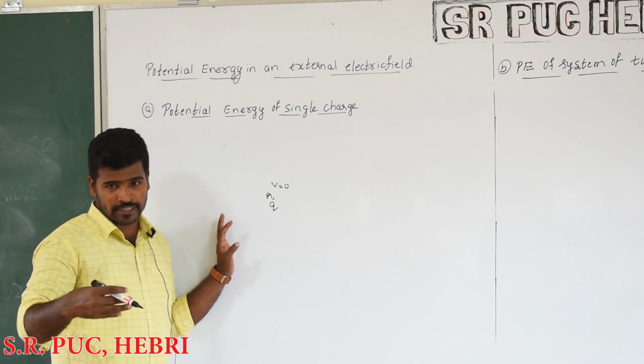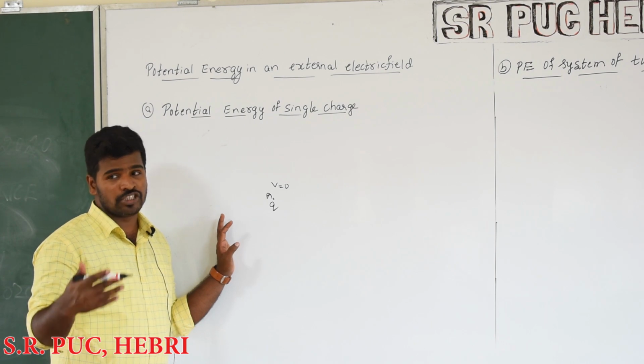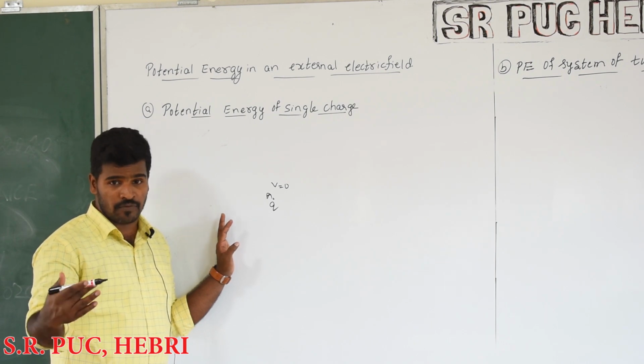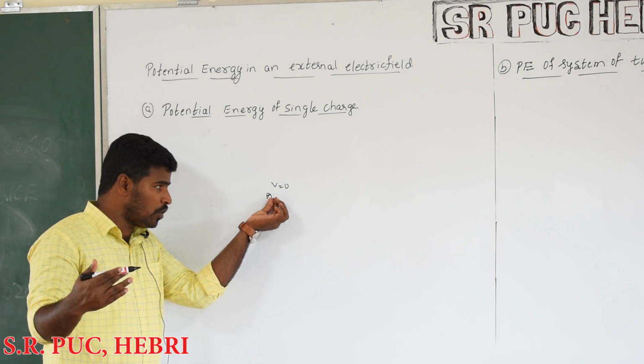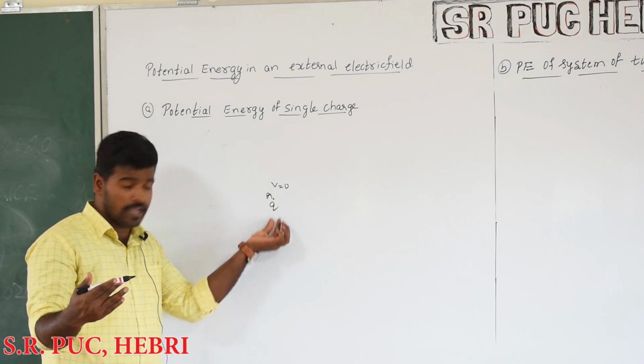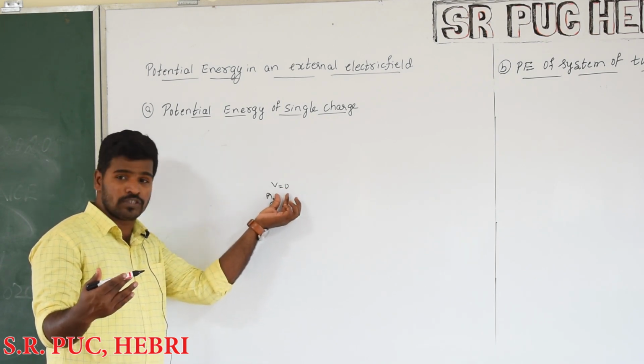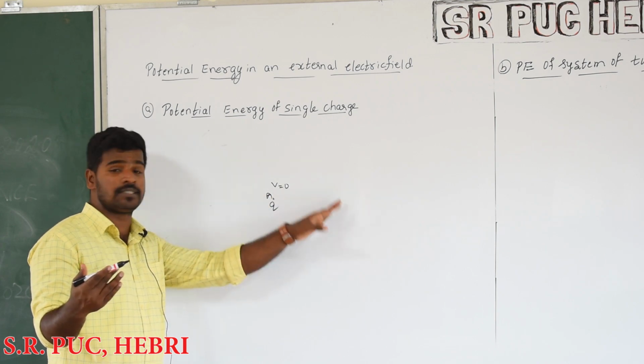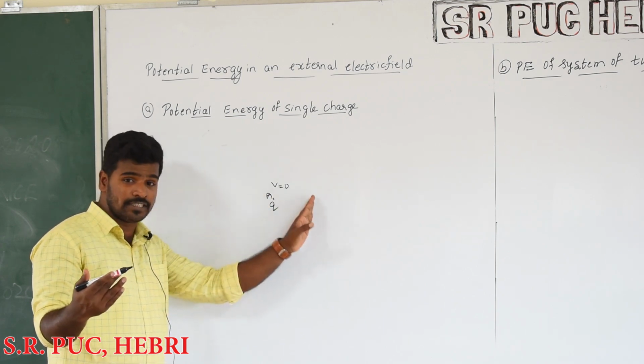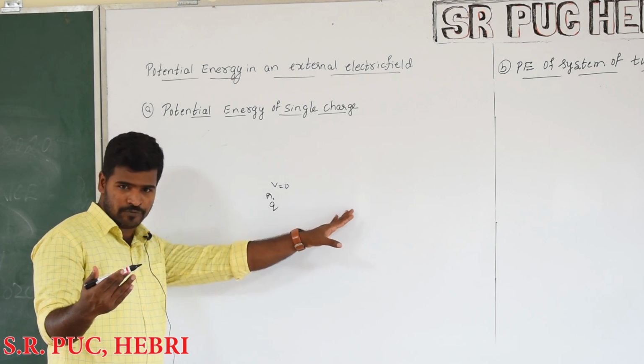Last class we have discussed potential energy of system of charges in the absence of electric field. On the isolated point charge at a point A, the potential at that point is equal to 0. The reason is that there is no presence of one more charge, a charge which exerts electric field as well as electrostatic force.